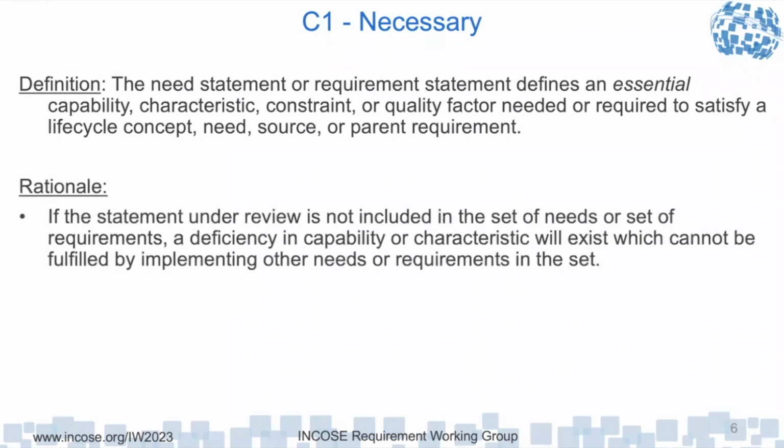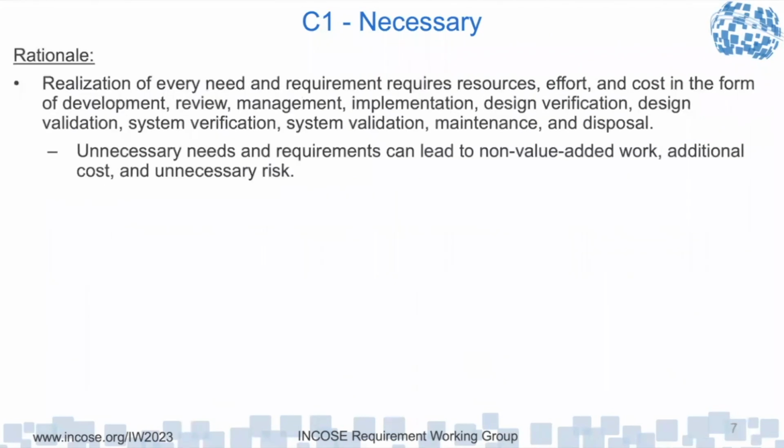So when we talk about the rationale, if the statement under review is not included in the set of needs or set of requirements, there's a deficiency in capability or characteristic that will exist and cannot be fulfilled by implementing other needs and requirements in the set. The corollary of that we talked about is, if you have a requirement that can be met by implementing the other requirements, then why do you need that requirement? Every need and requirement requires resources, effort, and cost in the form of development, review, management, design verification, design validation, all the different things. By the existence of the shall statement, there are costs associated with that.